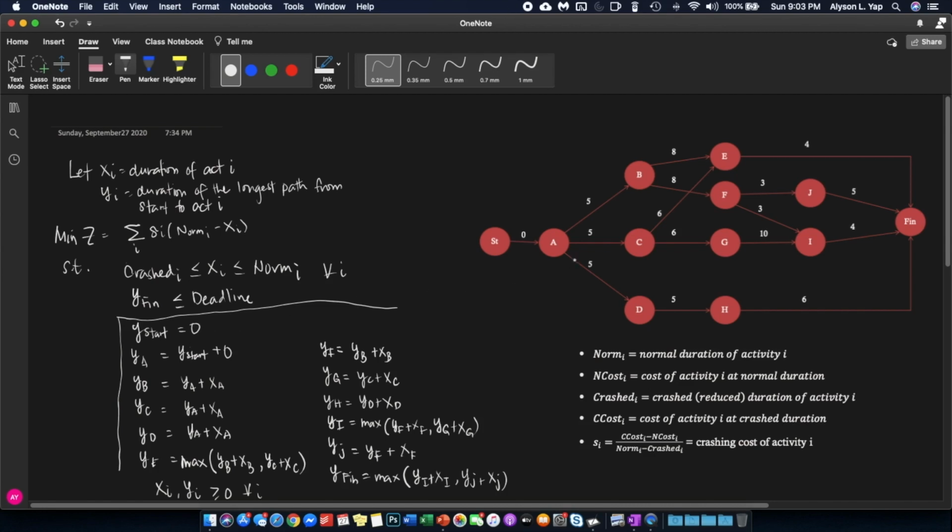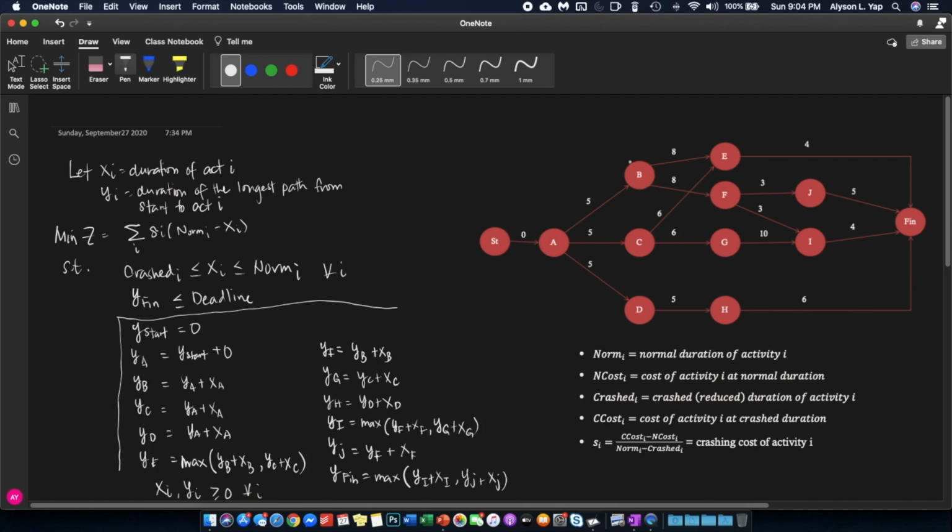Next, if you look at y sub a, the duration of the longest path from start to activity A is actually the duration of the longest path from start to start plus the duration of activity start. And that is this. No? That is why y sub a is equal to y sub start plus 0, because 0 is the duration of the starting node. In the same manner, look at y sub b.